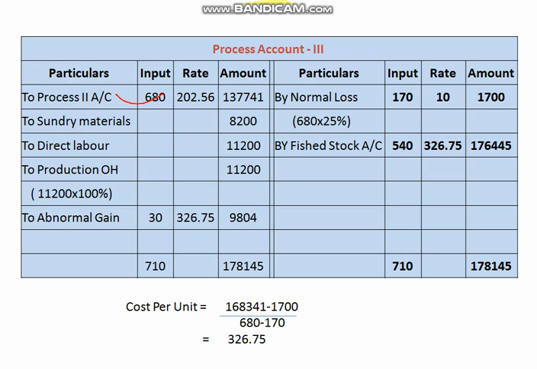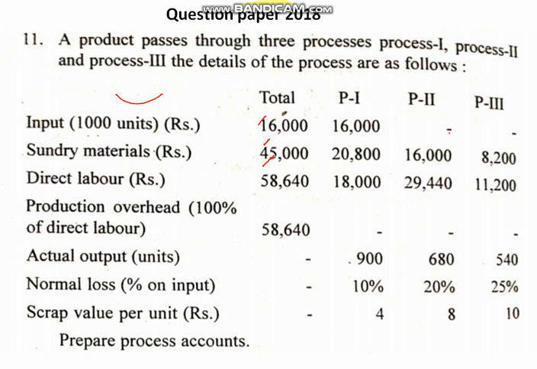Once again the same: sundry materials, direct labor, and this one is given in the problem. You write that one, and if you see here, you will get the idea. See the question. So 8,200 is the amount, material, labor, 100% of material is labor, and 540 output, normal loss is 25% of input, and 10 rupees the cost per unit. So you now move to the question.